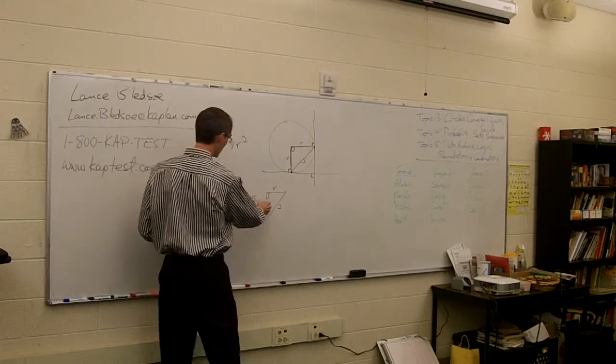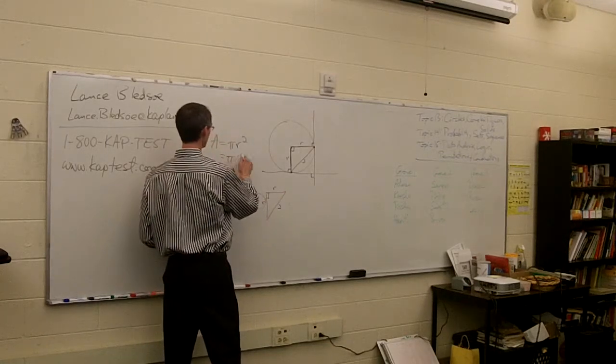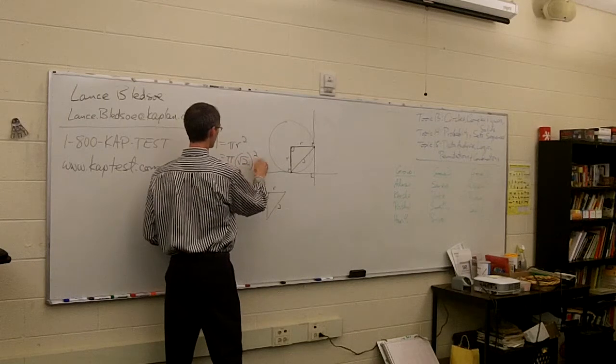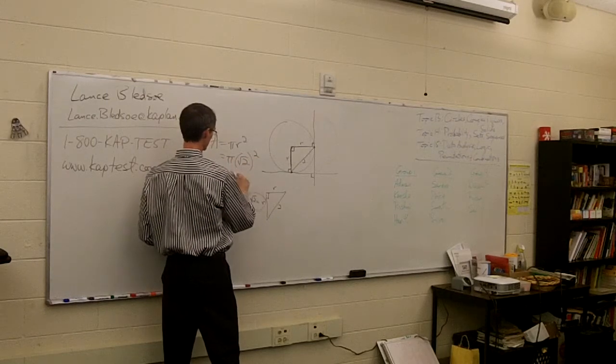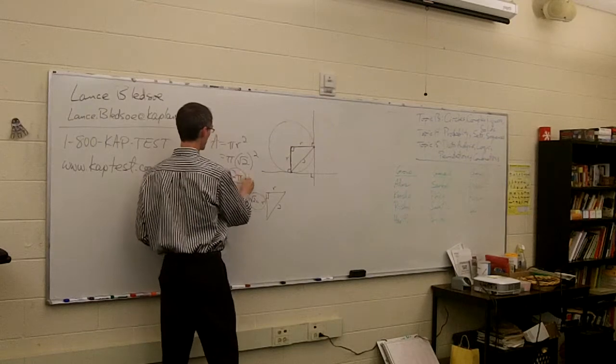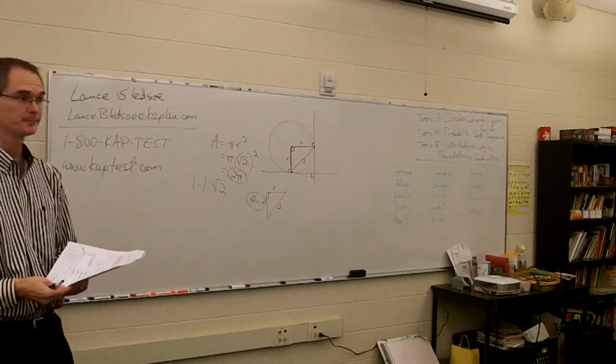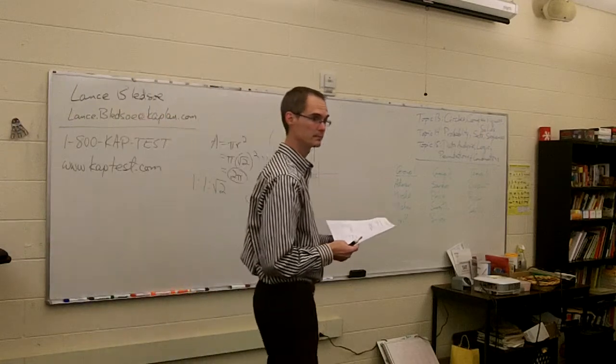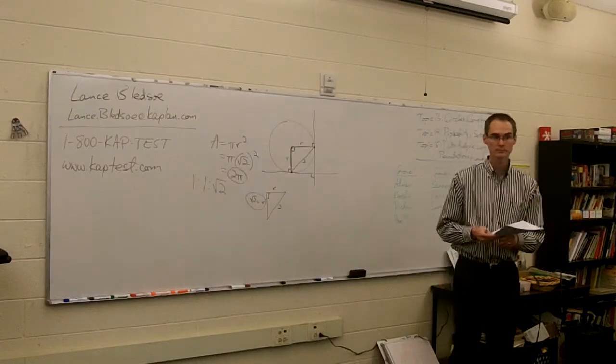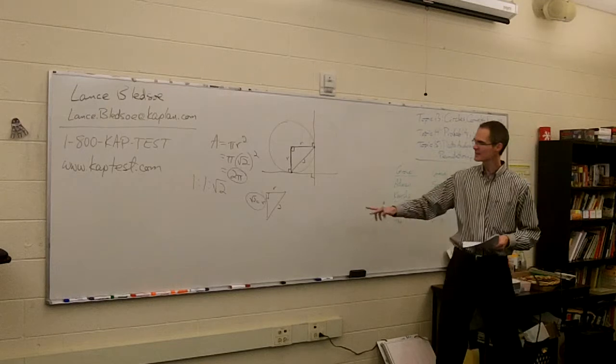So now once I know what r is, I just plug that in here. Pi times square root of 2 squared, which is 2 times pi. And I know the area of my circle is 2 times pi. Did anybody see another way?